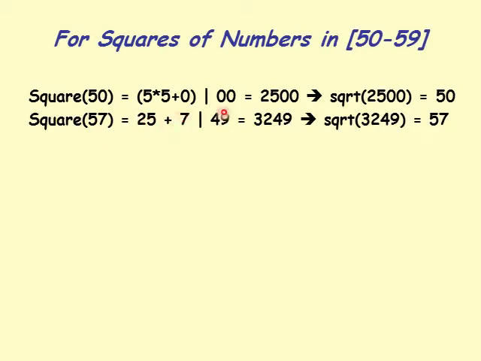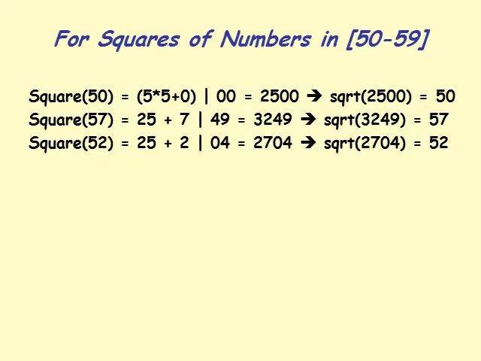25 plus 7 on the left, and on the right is 7 squared, 49. So 3249, and the square root of 3249 must be 57. What we do here is, this is 7 squared, and this one is 25 plus 7. If the two digits on the right are 49, whose square root is 7, and the left is 25 plus 7, then I get a square root of 57.